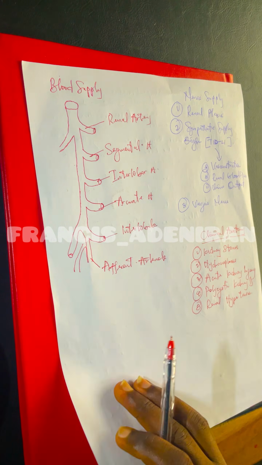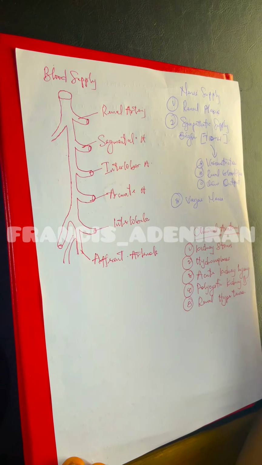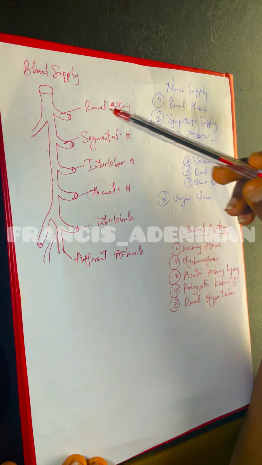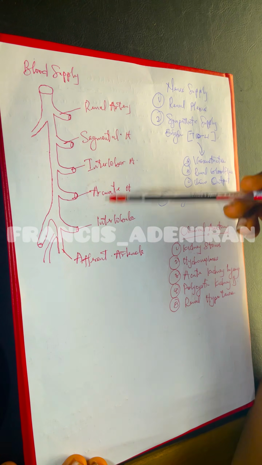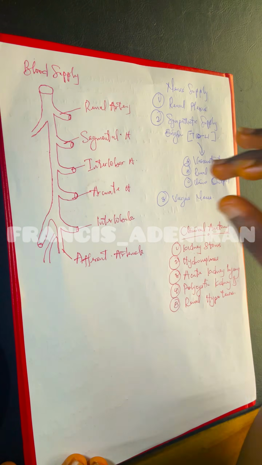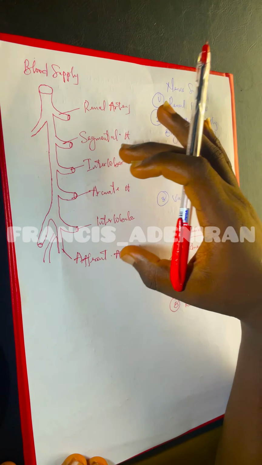So let's move straight to the blood supply. I'll be running you through the flow from the renal artery, segmental artery, interlobar artery, arcuate artery, interlobular artery, and the afferent arteriole. We'll still discuss this in the next class.